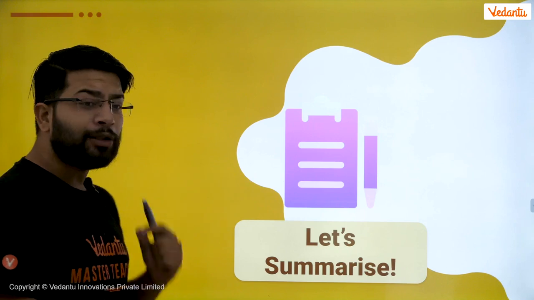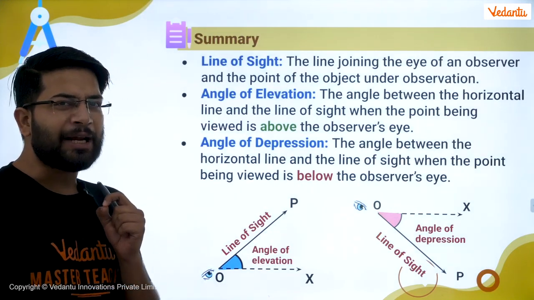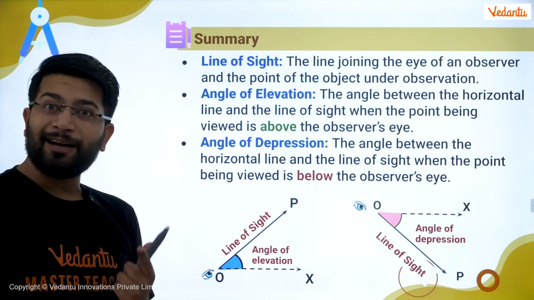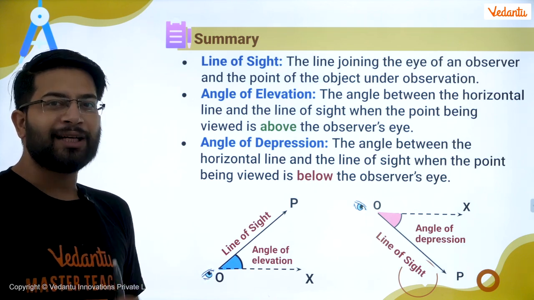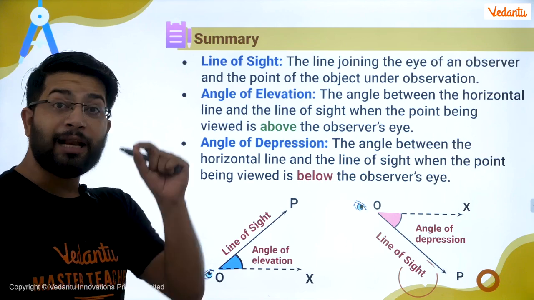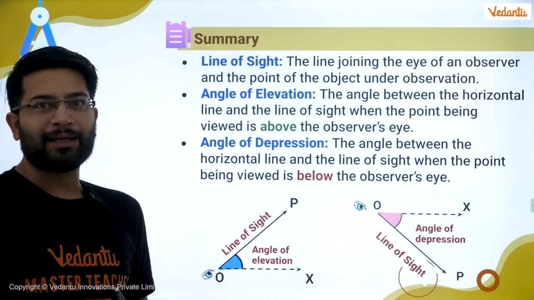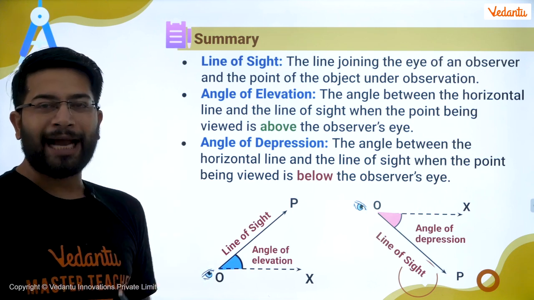Very good. So now, champ, let's summarize our class. In this class, we have seen some very important concepts: the line of sight, the angle of elevation, and angle of depression. So, champ, the line joining the eye of an observer and the object will be known as the line of sight.